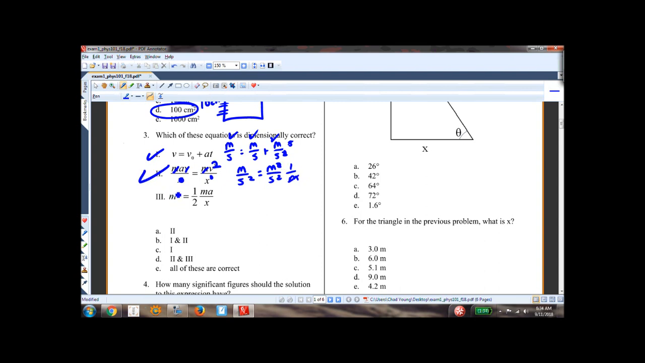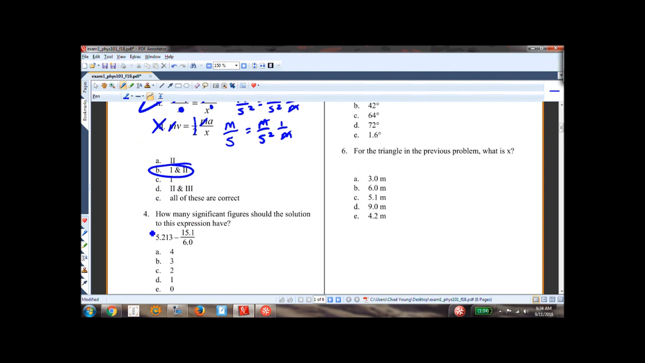Let's look at this one. M's cancel out. Those are kilograms. And the half is not relevant because it has no units. So this is meters per second equals meters per second squared times 1 over meters. And that cancels out. Yeah, that doesn't work. Meters per second, 1 over second squared. So the answer is B.